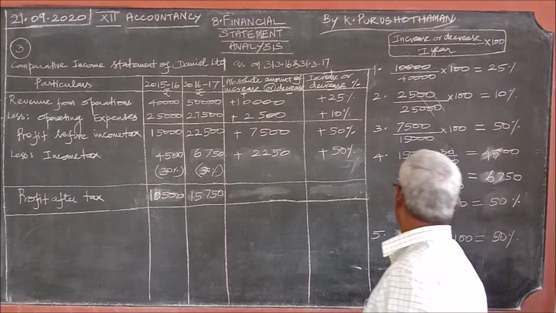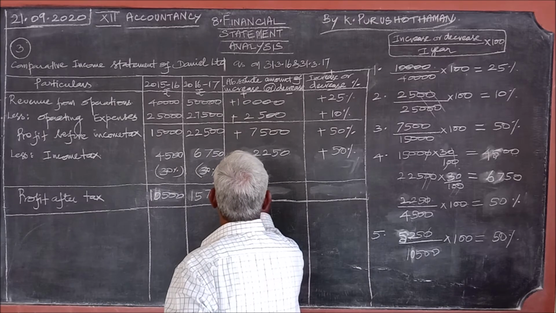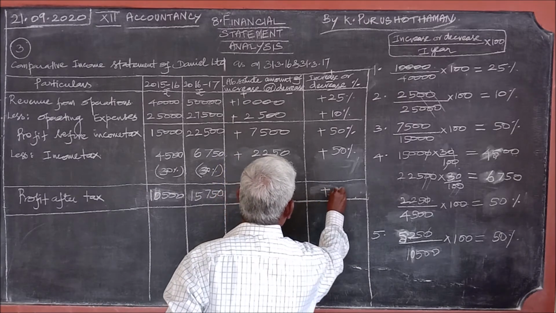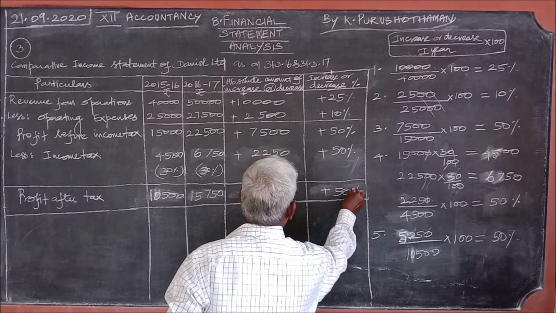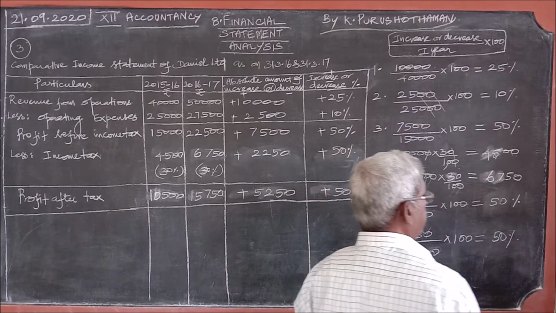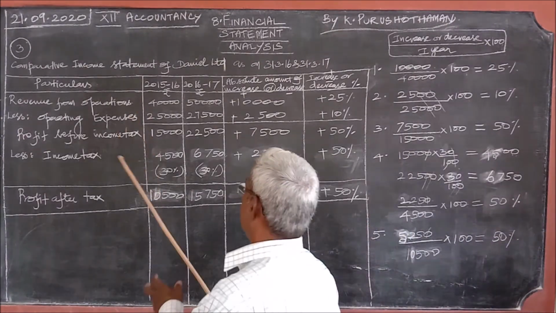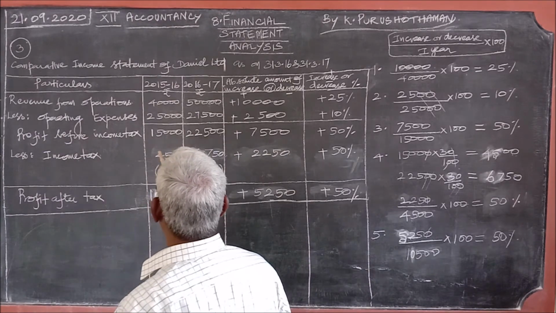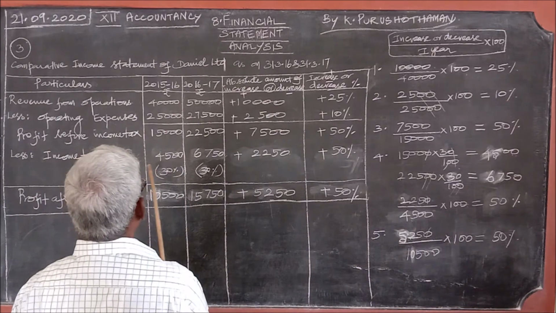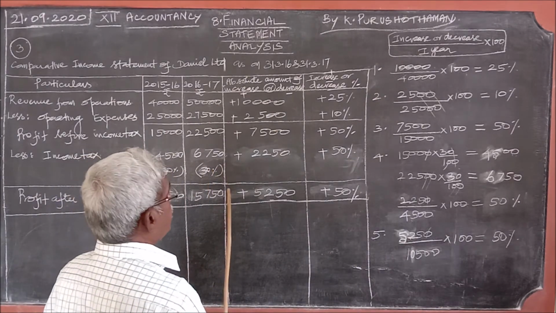So this is 5,250, an increase of 50%. Once again I repeat, I have made some changes because I wrote a different percentage here. But this percent, 30 only, is given in the book. But I have taken 20% and 50%. That is why I made the corrections here.